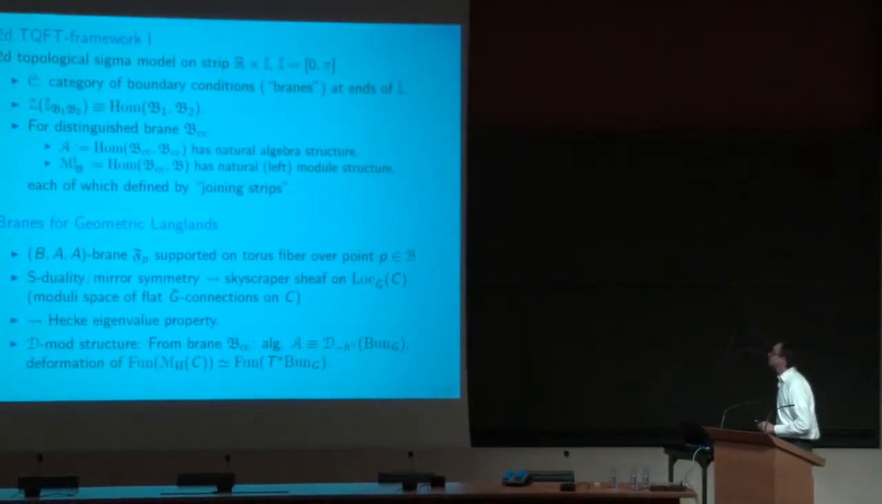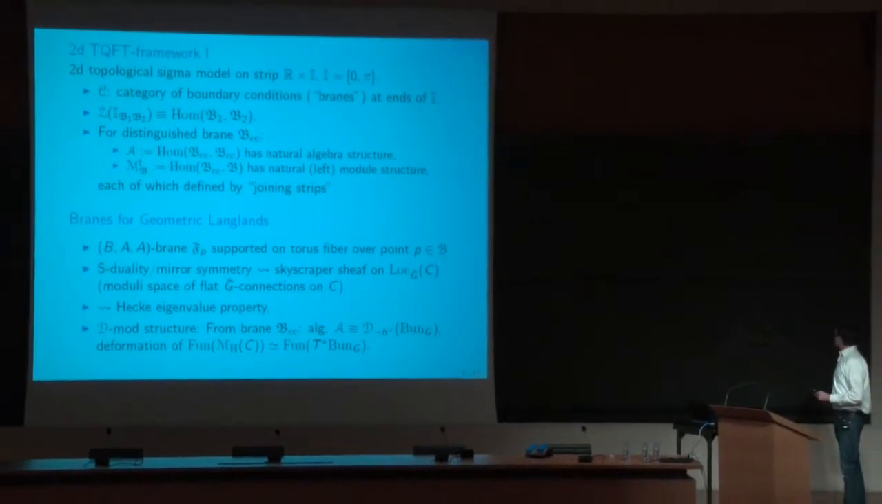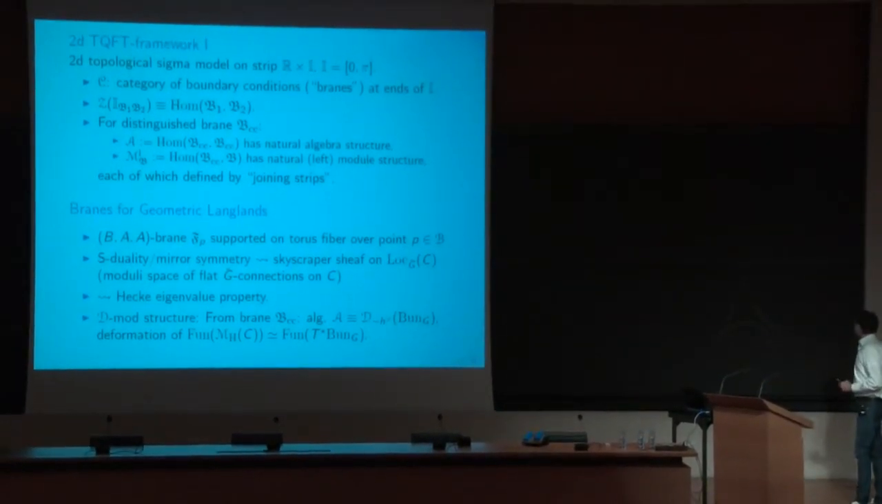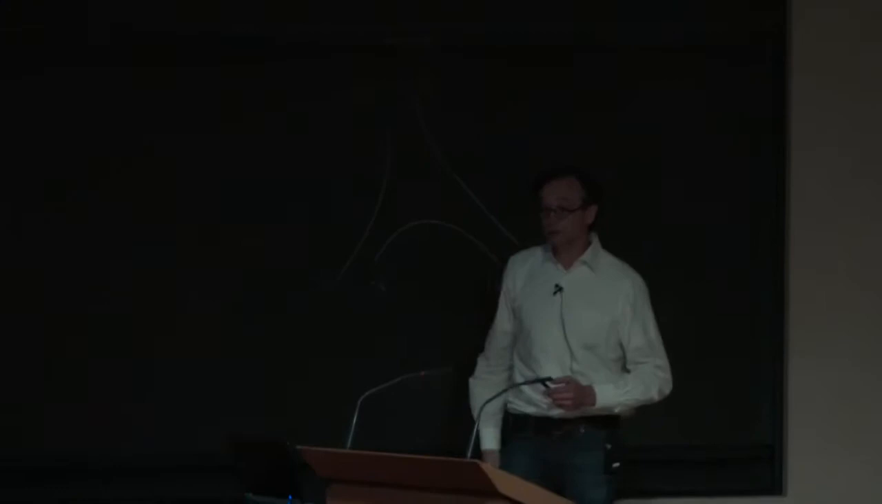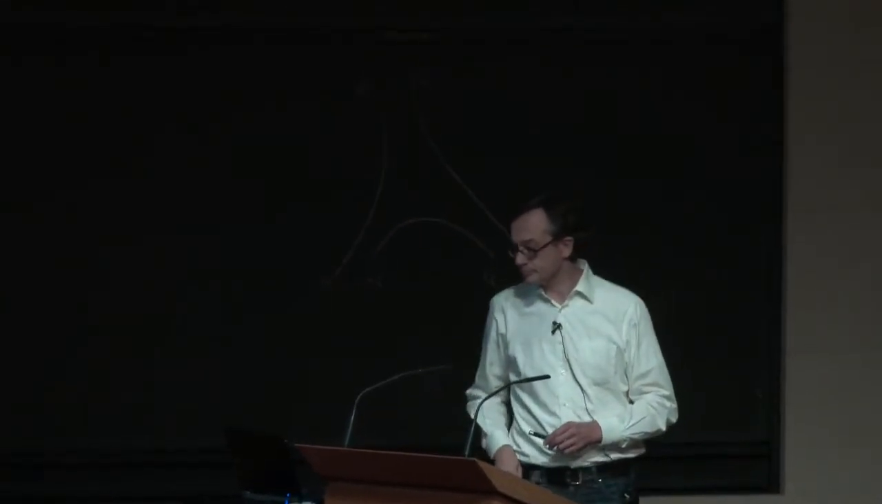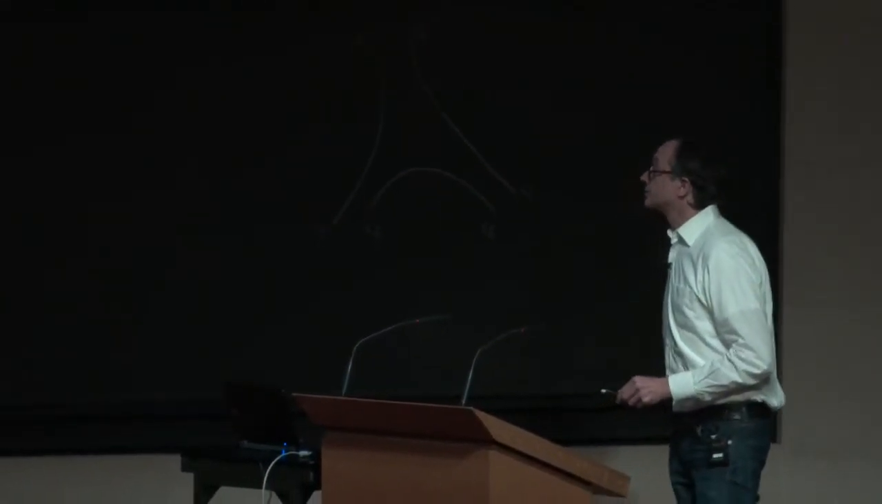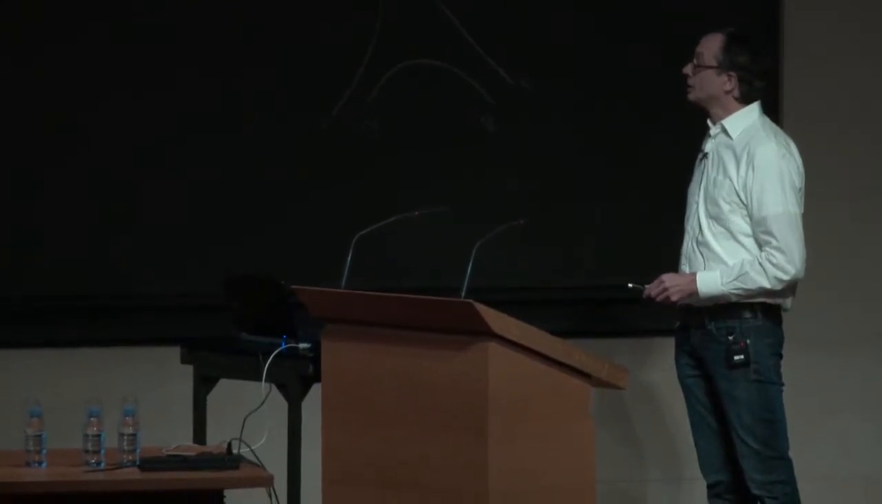So that is another object. Then in this diagram, we would simply be putting here an arbitrary brane B, which then propagates through the diagram. All right, so that is not all that one can define.